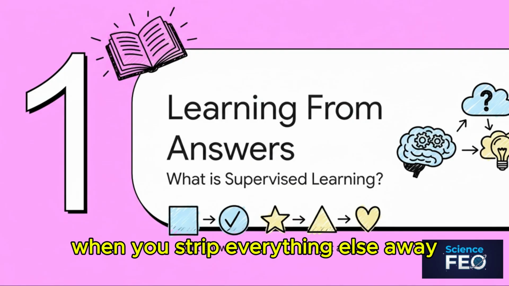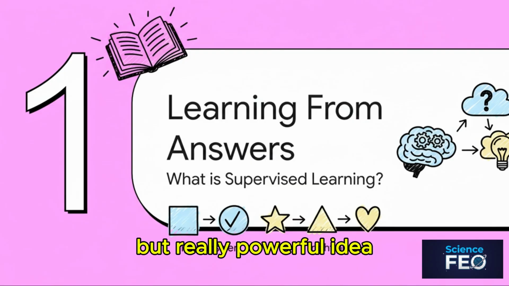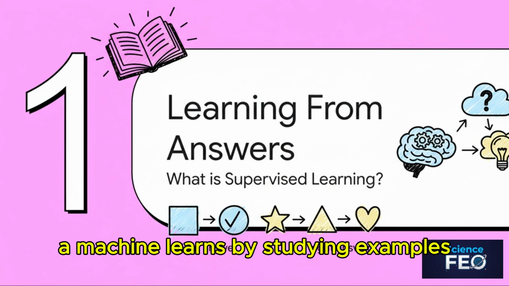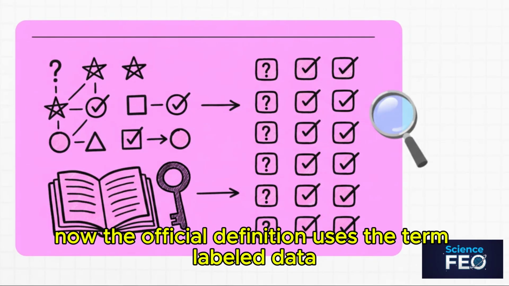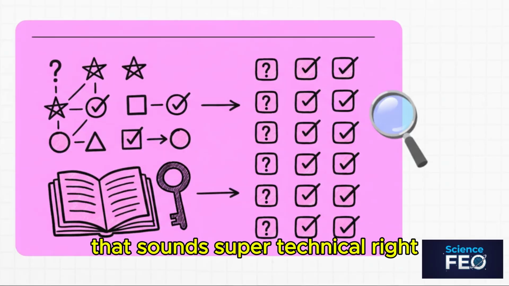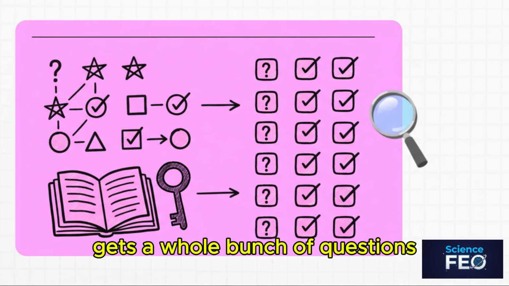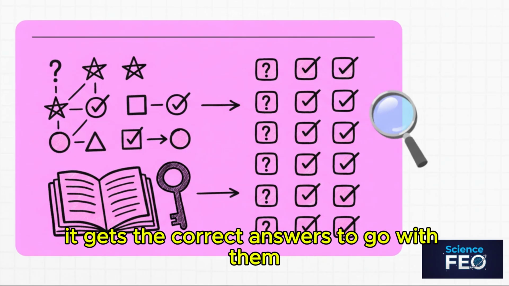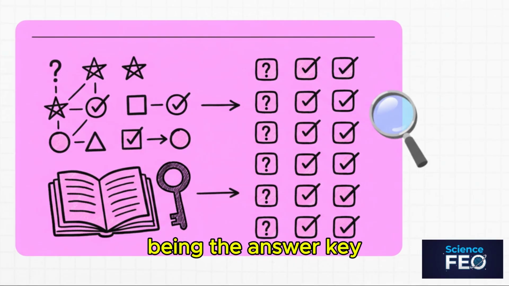Okay, so what is supervised learning, really? When you strip everything else away, it comes down to a really simple but really powerful idea. A machine learns by studying examples where we've already given it all the right answers. Now, the official definition uses the term labeled data. That sounds super technical, right? But all it really means is that the computer gets a whole bunch of questions, and crucially, it gets the correct answers to go with them. You can think of the supervisor here as basically being the answer key.